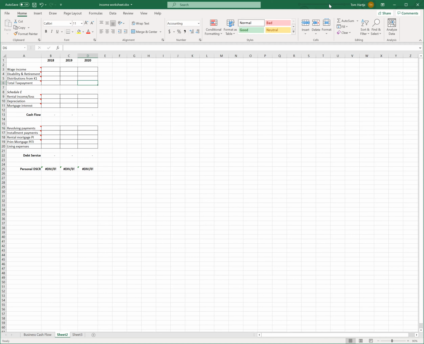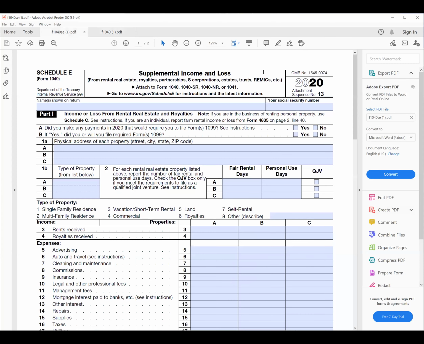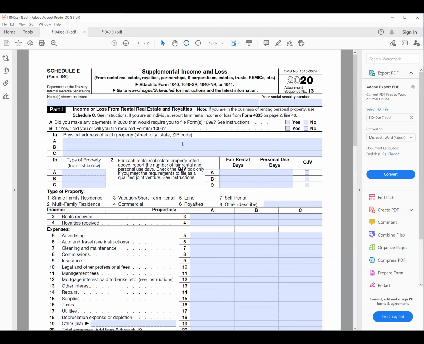This is just going to be properties that they include on their Schedule E, like their single family residence rental house that they write off on their taxes. That is going to be found on a Schedule E, which, Schedule E, that's a bit smaller for you guys.